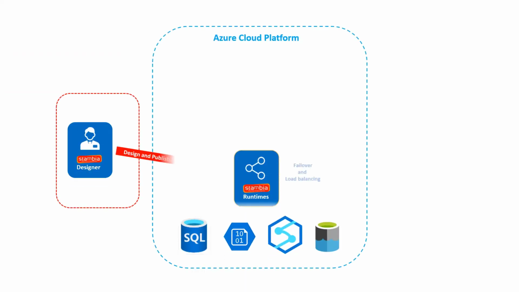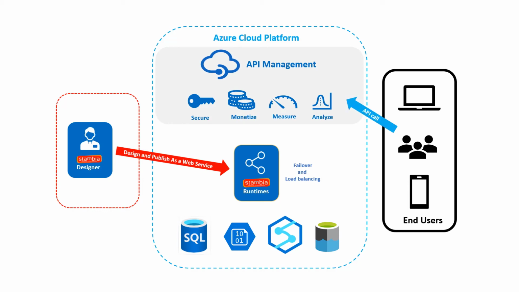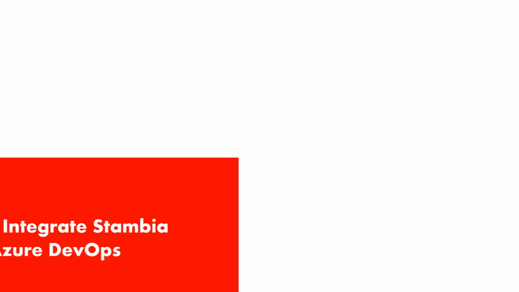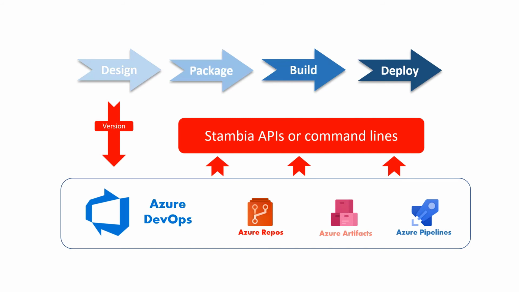Providing users with various endpoints and open API specifications that can be used in Azure API Management to centralize all APIs and add policies. With the option to deploy via command line and API, Stambia integrates well with Azure DevOps to have CICD processes in place.